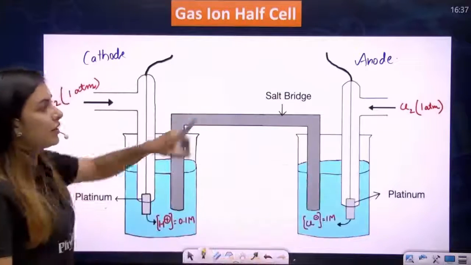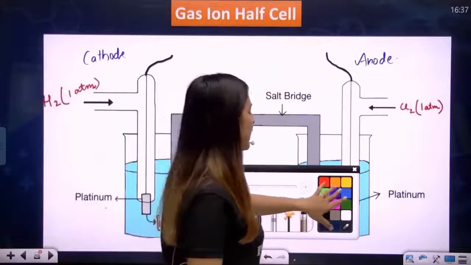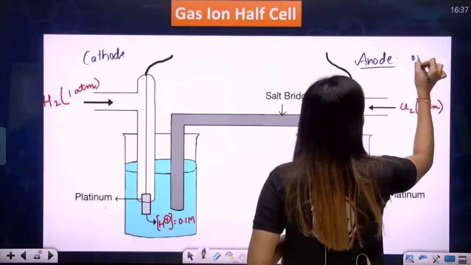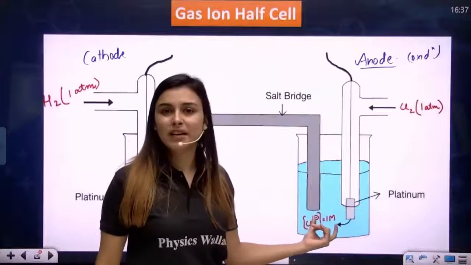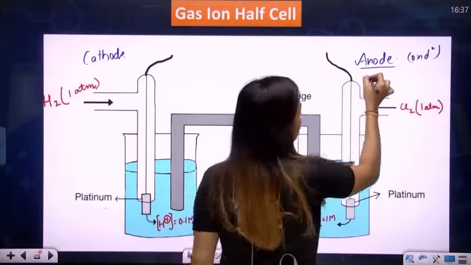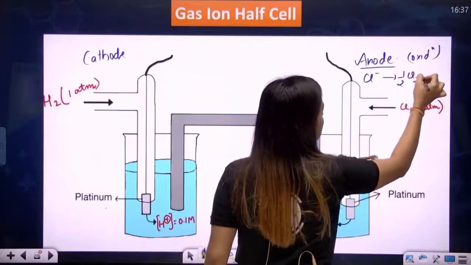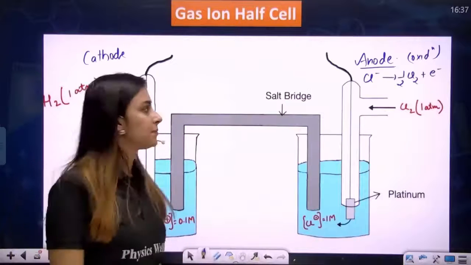See, you have an anode here. So you definitely know that oxidation will take place here. How will oxidation take place? You have Cl2 and you have Cl minus ion. So Cl minus ion will give you half Cl2 plus electron. So this is the oxidation that is taking place.